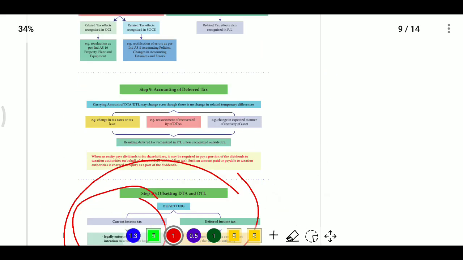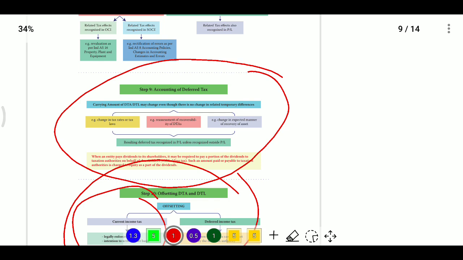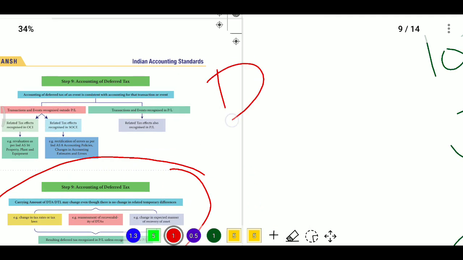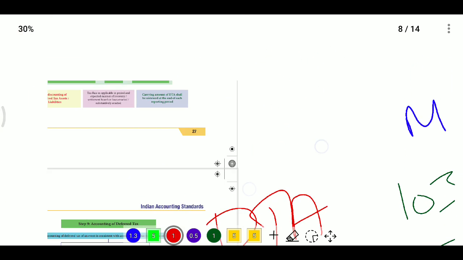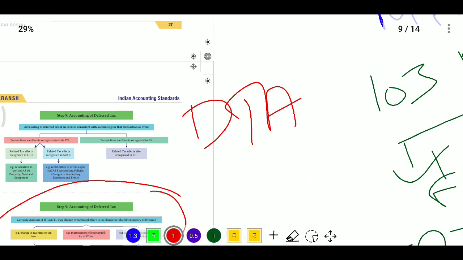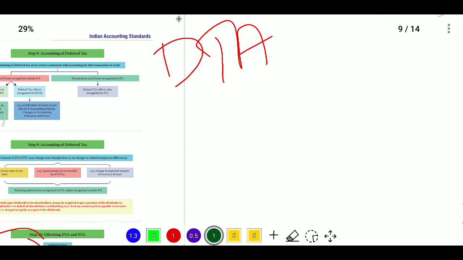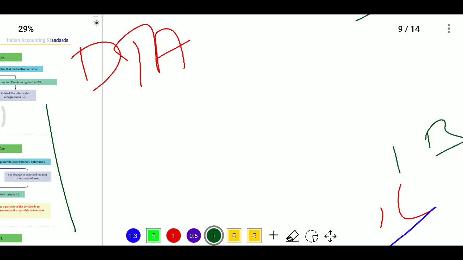Now we are going to recognize deferred taxes, starting with deferred tax assets. How can we recognize the DTA? DTA has some conditions. If you have a DTL you can always create it, there is no problem, but for creating a DTA you need to satisfy some conditions.